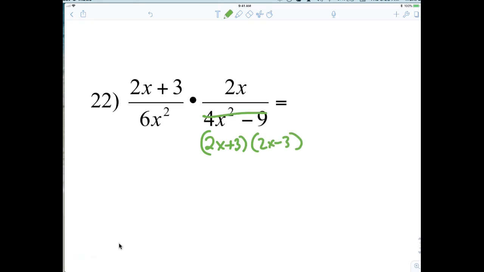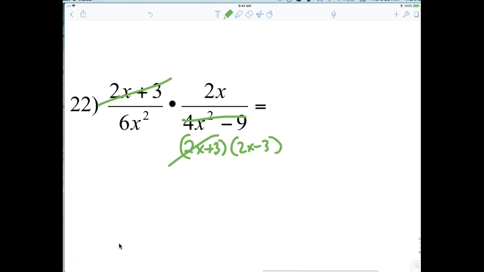Alright, now what happens to the 2x plus 3's? They cancel. Alright, now please be careful. I don't like putting crosses all over my paper because then eventually you kind of miss things. Alright, so I have the fraction 2/6, which reduces to what? 1/3. And then x over x squared leaves me with an x on the bottom, correct? And then 2x minus 3.